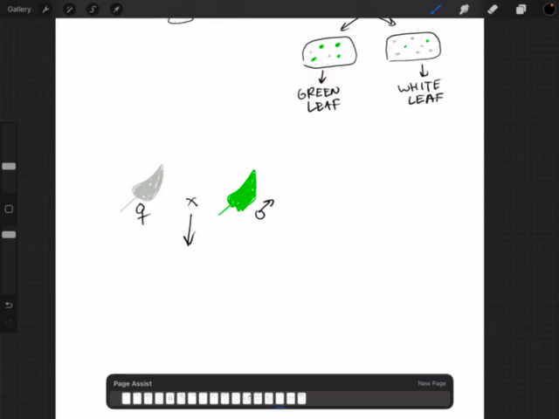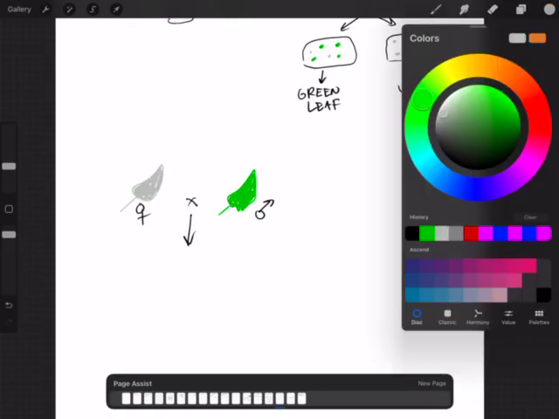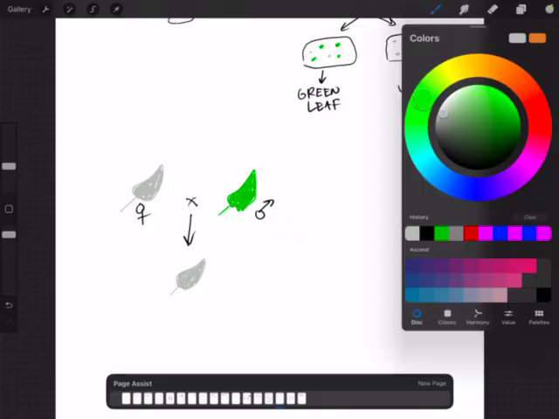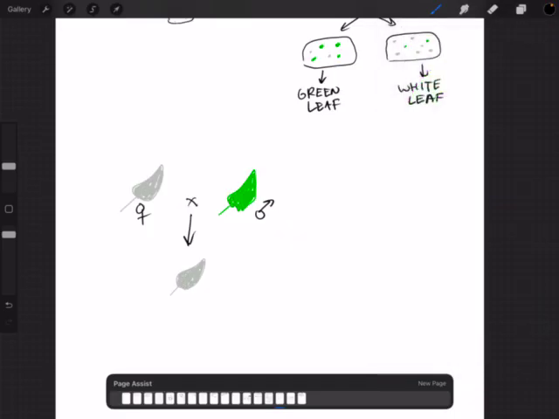What do you think the color of that leaf is going to be in that generation? Any ideas? White. It'll be all white because in this case, the female is the one providing all of the chloroplasts. So it doesn't matter what the male had, kind of like maternal effect. You are getting only the white leaf, so these are going to be all white.